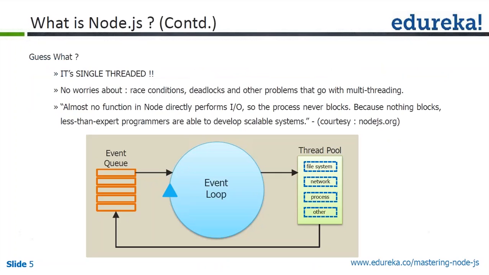Yes, you heard it right. It is a single-threaded architecture. And what this allows you to do is you don't have to worry about things like race conditions, deadlocks, and other problems that go with multi-threading. Let me explain why the designers and the philosophy behind the people who chose Node.js decided to make it single-threaded.